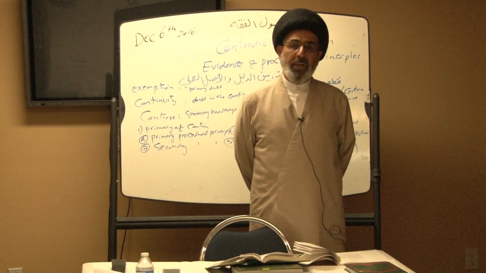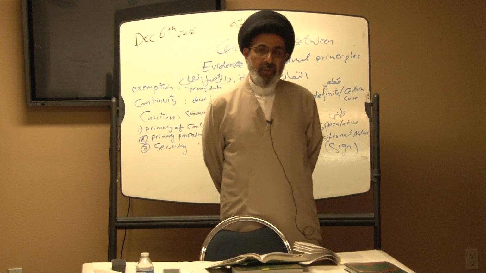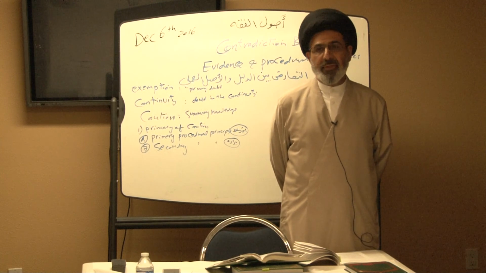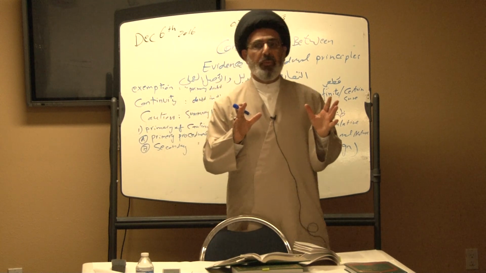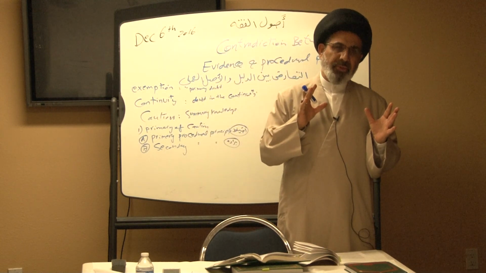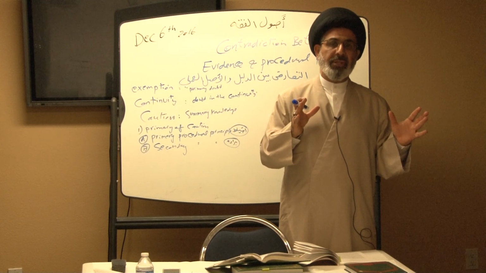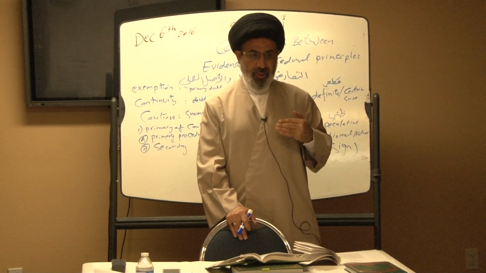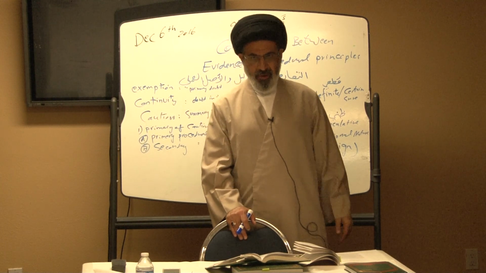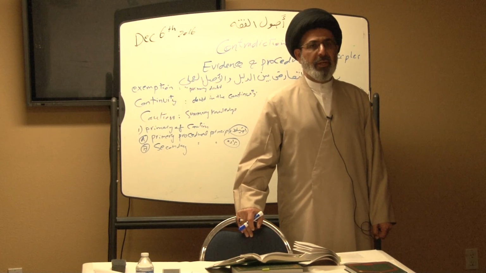And then we said we come to the third type of contradiction. And that is a contradiction between the procedural principles themselves. And we gave the example of a conflict between the presumption of continuity and the principle of exemption, asalatul bara'a, between istishab and bara'a. Which one takes precedence over the other? Continuity, definitely. That one takes precedence.